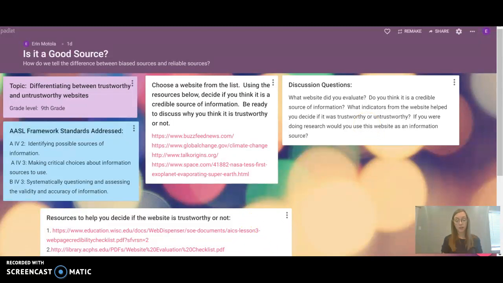Over here, you'll see there are a set of discussion questions for you to use after you are done evaluating your website. You're going to list what the website was that you evaluated. You're going to decide if you thought it was a credible information source or not. And you're going to need to talk about what indicators on the website led you to believe it was credible or it was not credible. And then the final piece will be to talk about if you were going to do a research project, if you would use that as a part of your resources, if you thought it was credible.